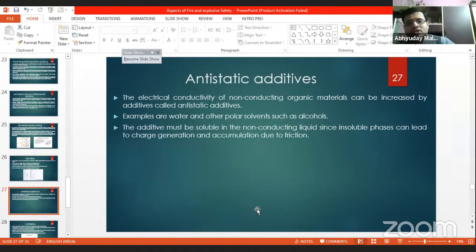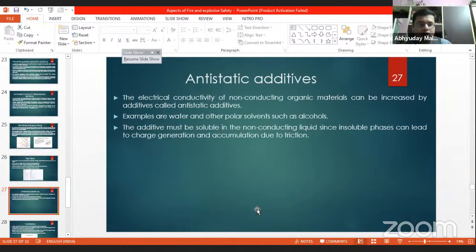Another thing which can reduce charge accumulation is some chemical additives which are called anti-static additives. These are used with non-conducting organic materials, and what they do is they increase the electrical conductivity of these materials. If charge builds up on non-conducting organic materials, because they are non-conducting, that charge continues to accumulate over time and ultimately can lead to a discharge or a spark. Now, if you can increase the conductivity of these non-conducting materials, then the charge dissipation can be made easier. And this is done by adding some chemicals which are called anti-static additives.